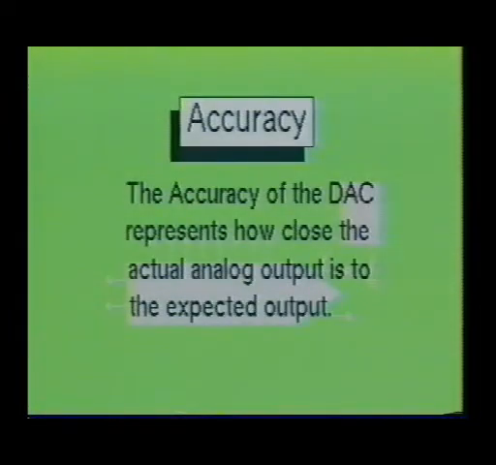The next term we shall examine is the accuracy of the DA converter. The accuracy of the digital to analog converter represents how close the actual analog output is to the expected output. The accuracy is usually specified as being either plus or minus a given bit value. This bit value may range from 1/2 the value of the least significant bit to 2 times the least significant bit value.